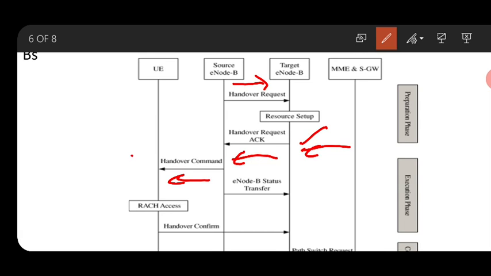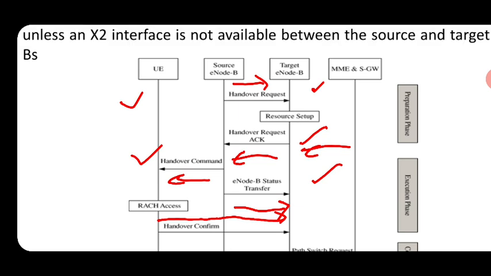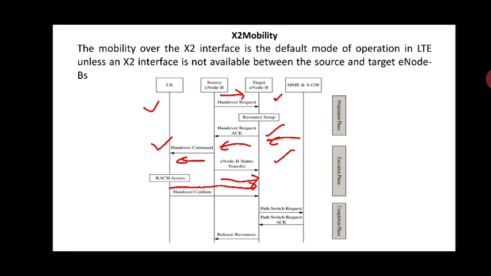Once the handover command is received by the equipment, then the E node B will send the status of this. Means whatever the status of this user equipment, it will be transferred to the target E node B. Once it is received here, then the handover will be performed to this target node B. Okay, this is quite simple here because there is a common RAN, and the change is only the cell, from one node to another node. Okay, this is how the X2 mobility will be performed here.